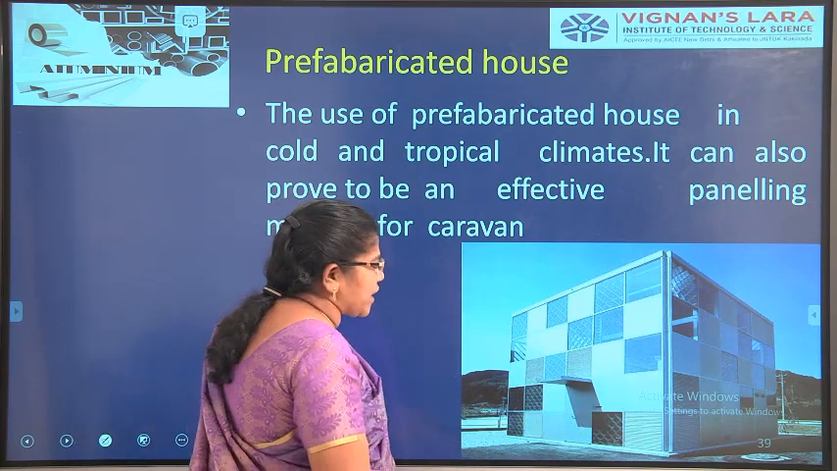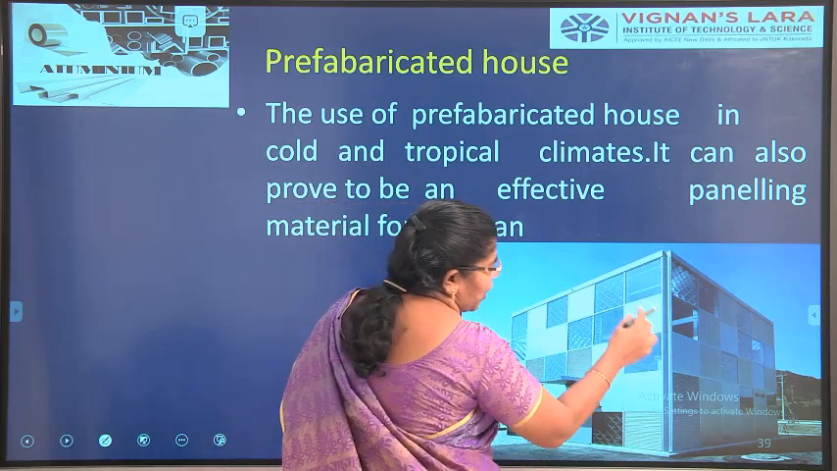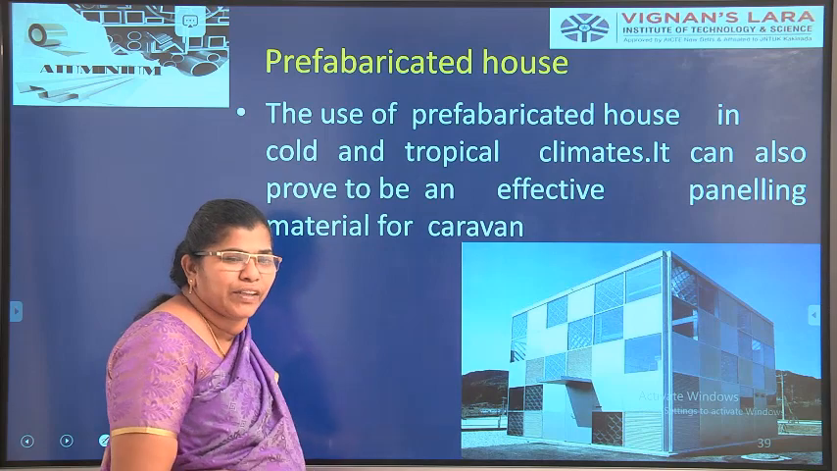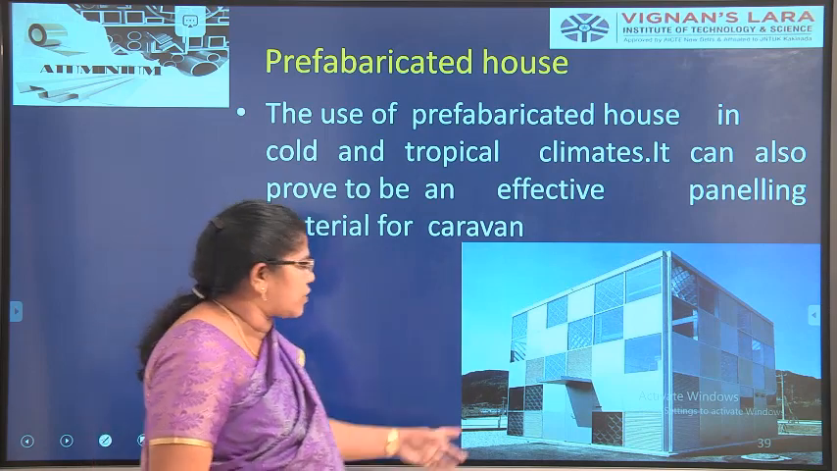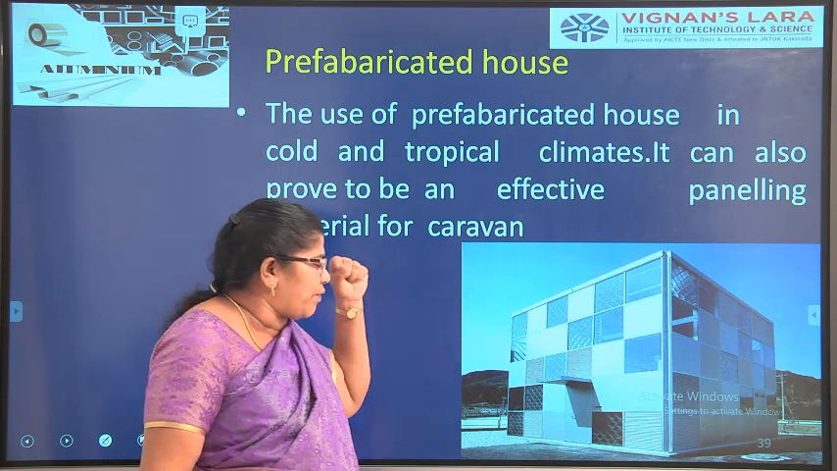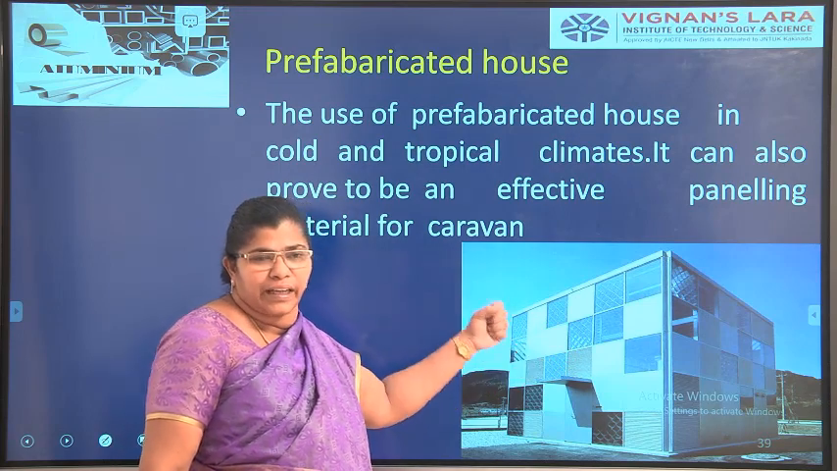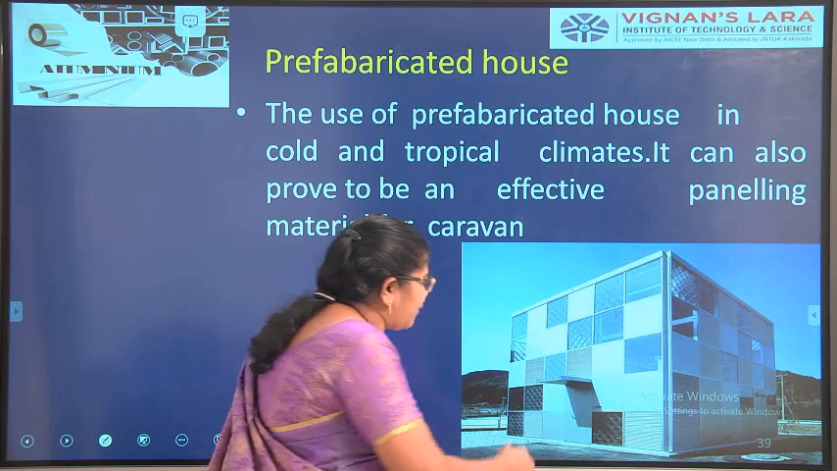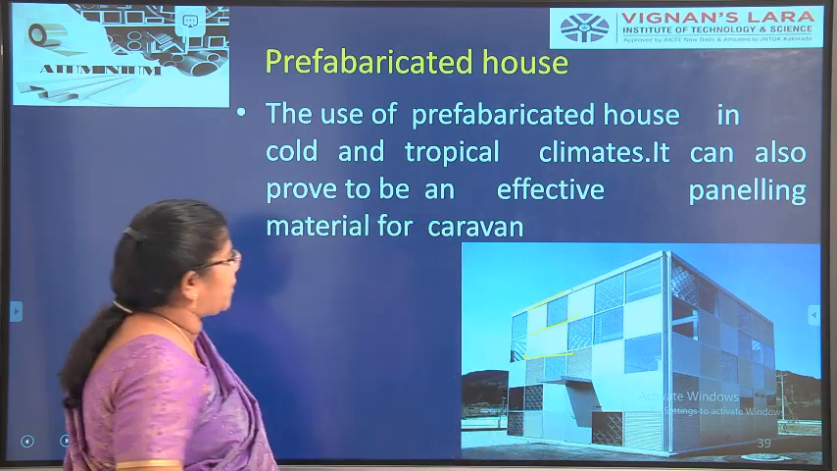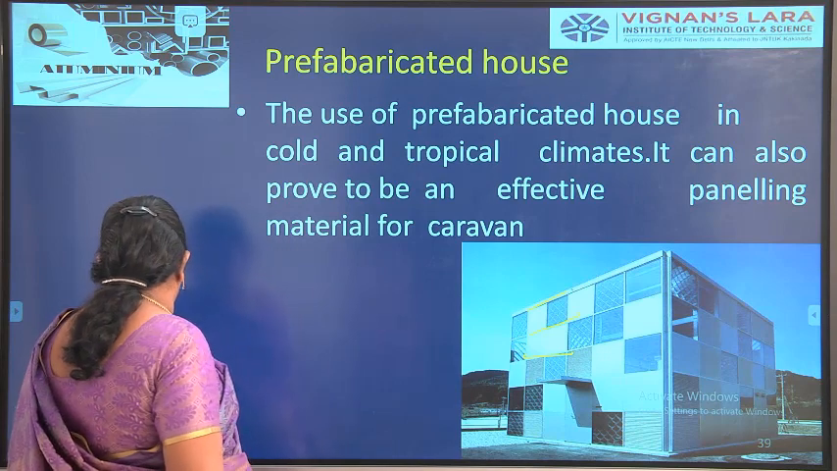So prefabrication is done, and for the outer part, nowadays in IT industries mostly we are going for centralized AC. In centralized AC, in order to have air tightness and to prevent the water, that is the moisture, from coming out, we have this type of aluminum. This prevents it, and it is effective as a paneling material.